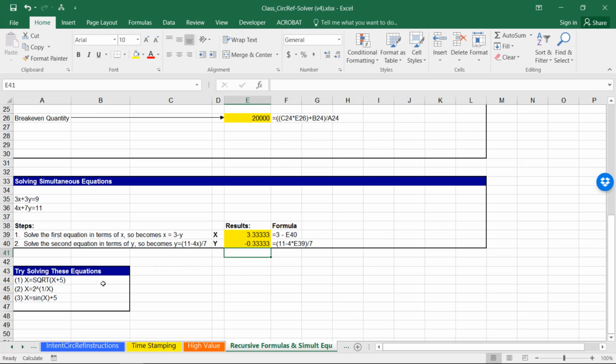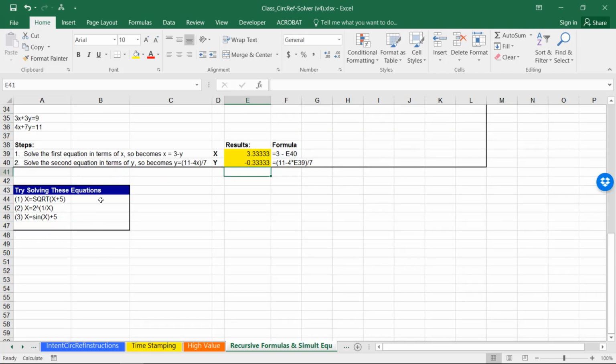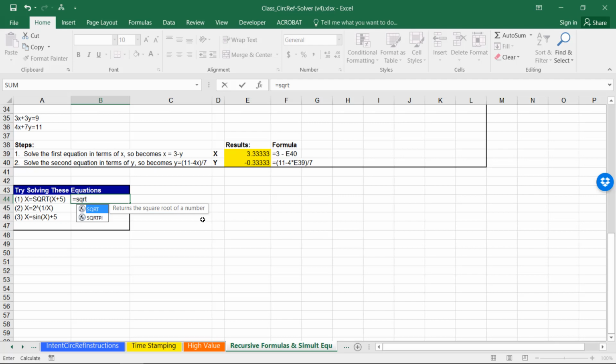Now let's try solving these three equations below. Try the first one and see how you do. How did it go? Did you get the answer 2.791288? Let's try doing it together. Equals square root of, I'm in B44, plus 5, and I get my answer.